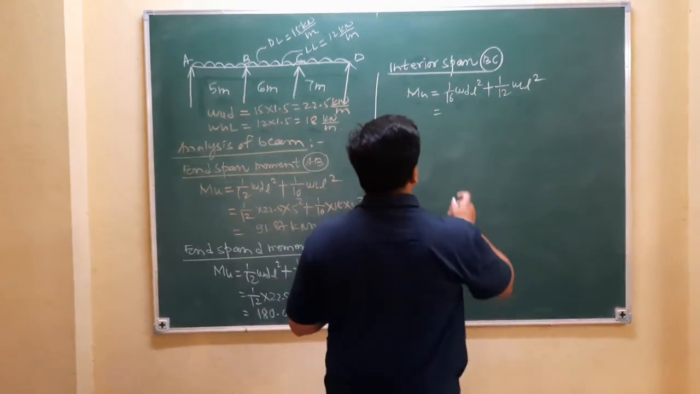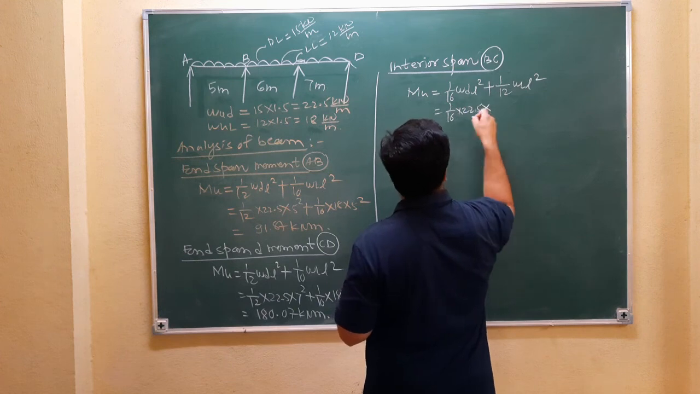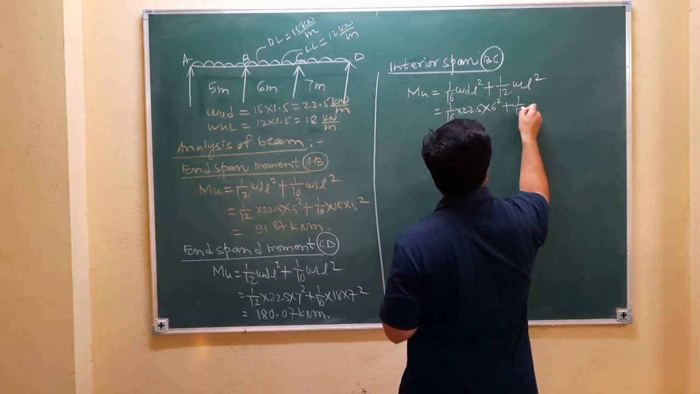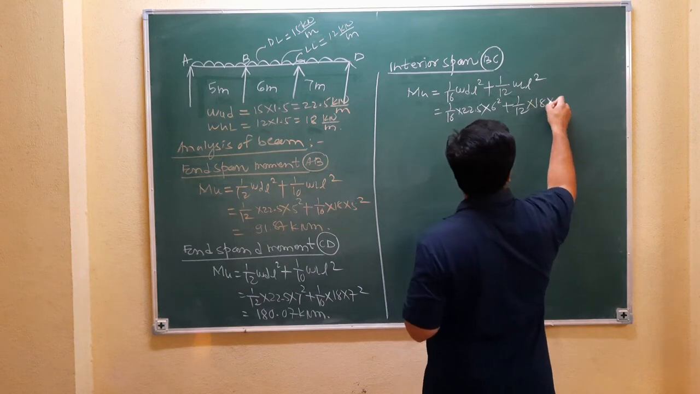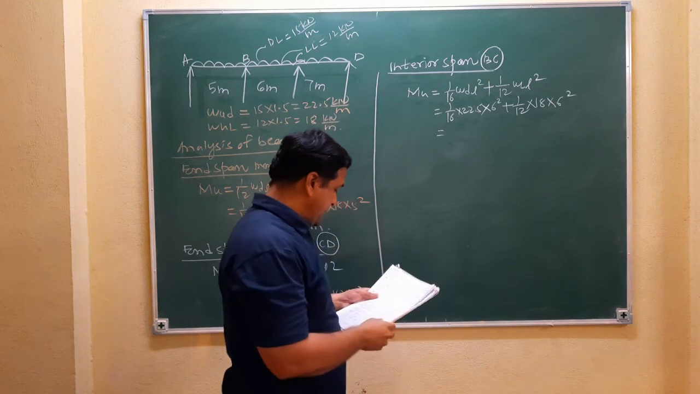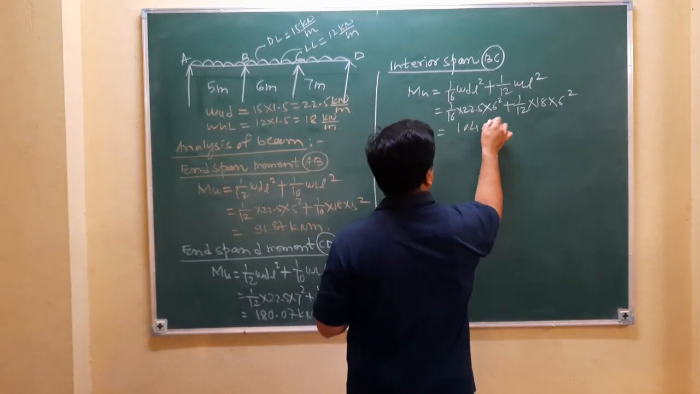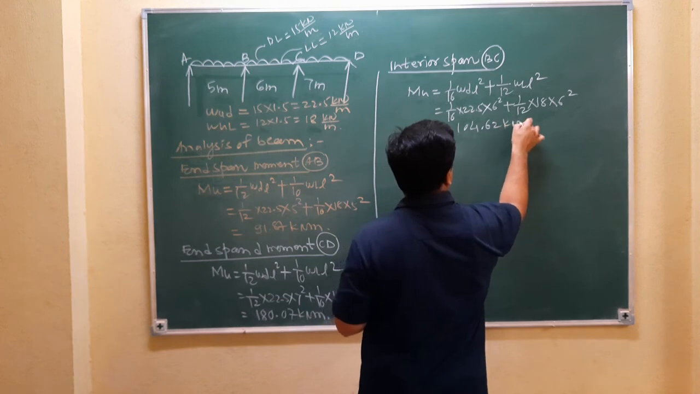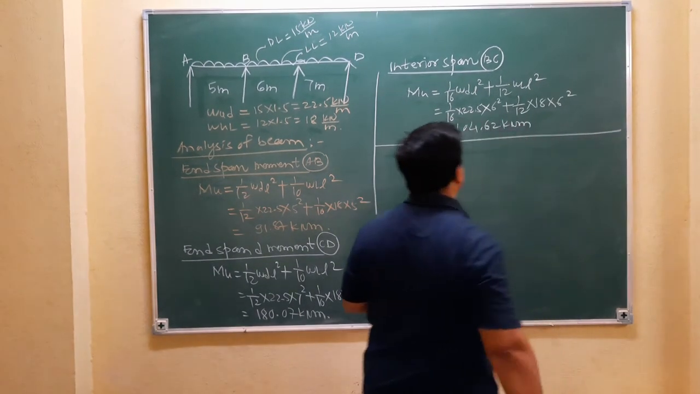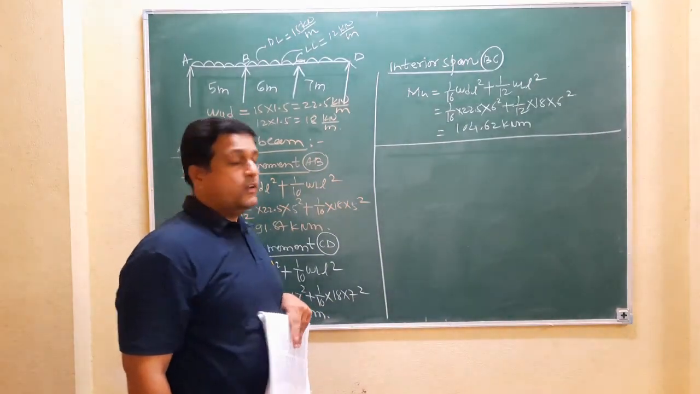Now 1 by 16, dead load is 22.5, and span is 6 meter, plus 1 by 12, live load is 18, span is 6 meter. So I have already calculated the value, it is 104.62 kilonewton meter. Please note these values. Now you have to find out the support moment.